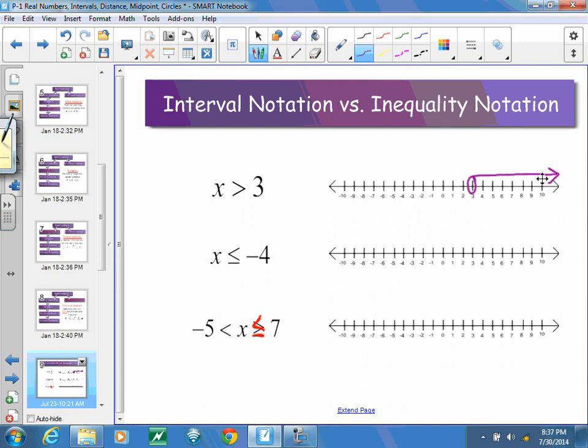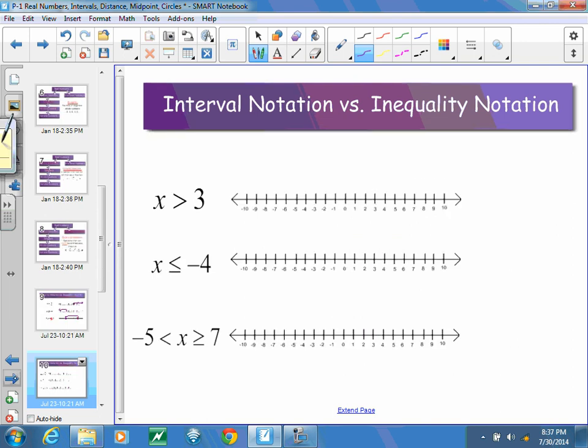X is less than or equal to negative 4, so I've got a filled in circle, and I'm going to go to the left. For my last example here of negative 5 less than x and x is less than or equal to 7, I would have an open circle at negative 5. I would have a closed circle at positive 7. And I would have the values in between filled in. So there's our inequalities that we've used in the past.